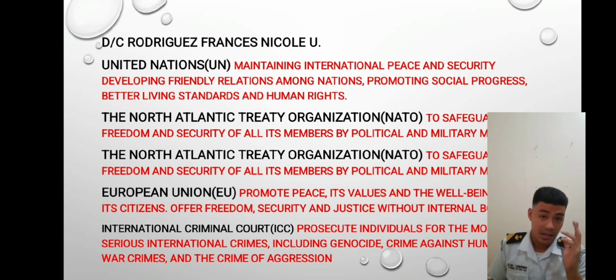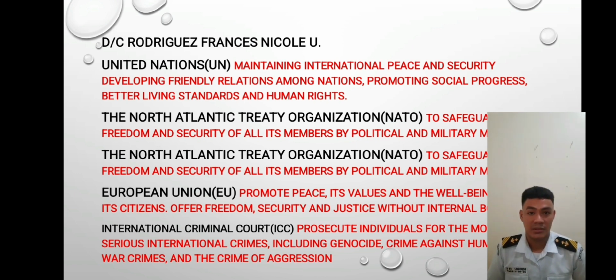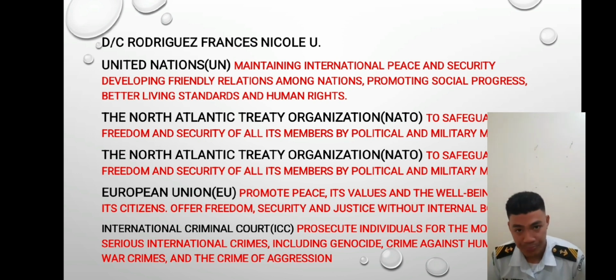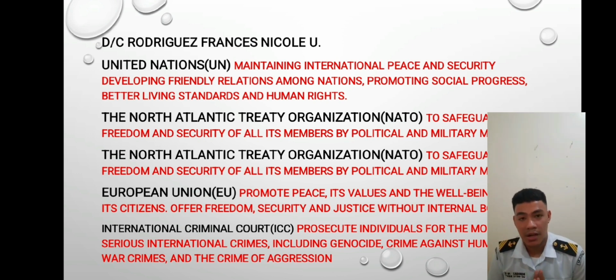So okay. Next is the North Atlantic Treaty Organization. The North Atlantic Treaty Organization is a military alliance consisting of 30 member countries, primarily from North America and Europe. NATO's main purpose is to ensure the collective defense and the security of its member states. It was established in 1949 during the Cold War to provide a unified defense against the potential threat of the Soviet Union and to promote stability and cooperation in the North Atlantic region. So this one is like a guard or like the police or the military for us.